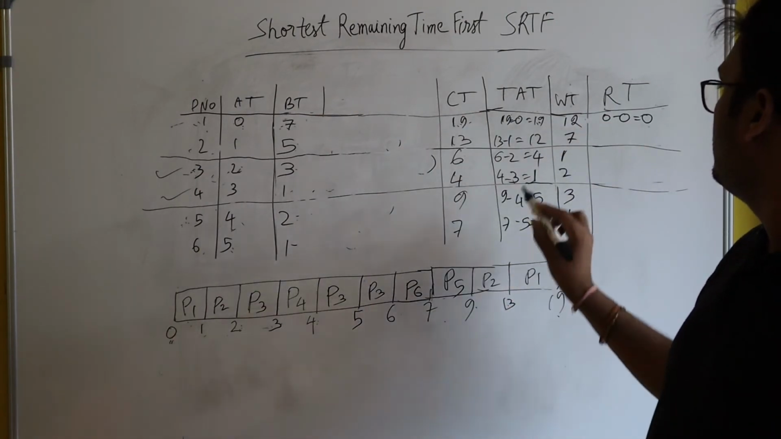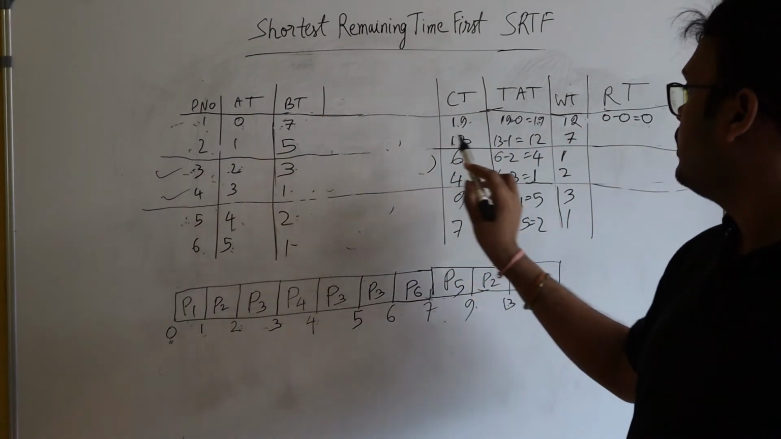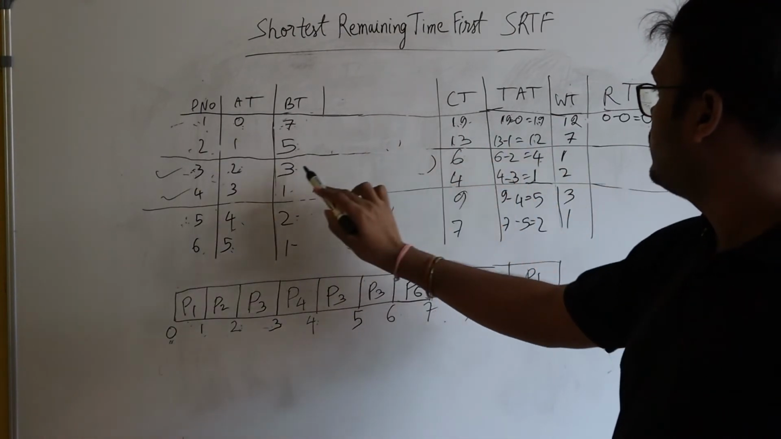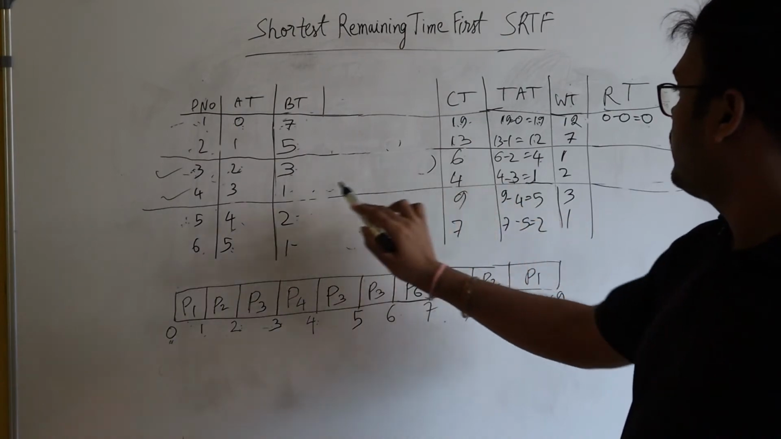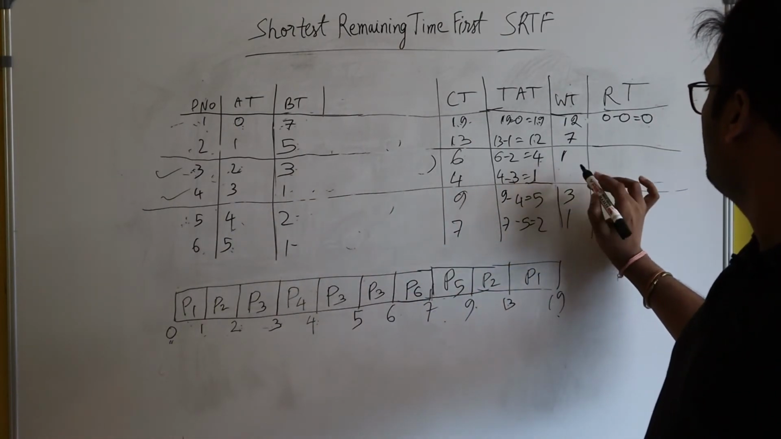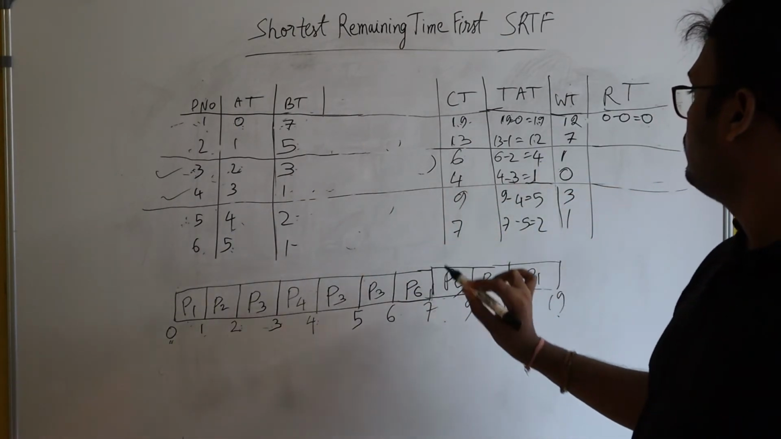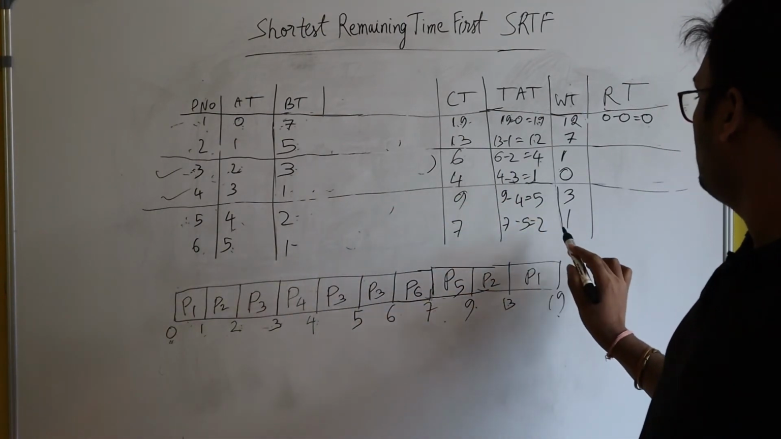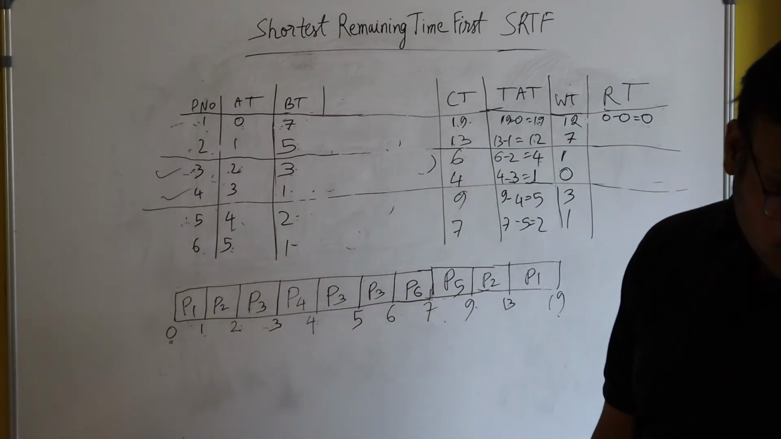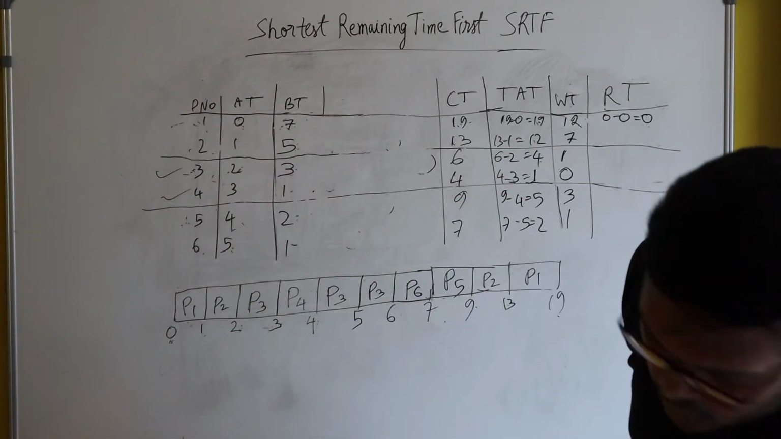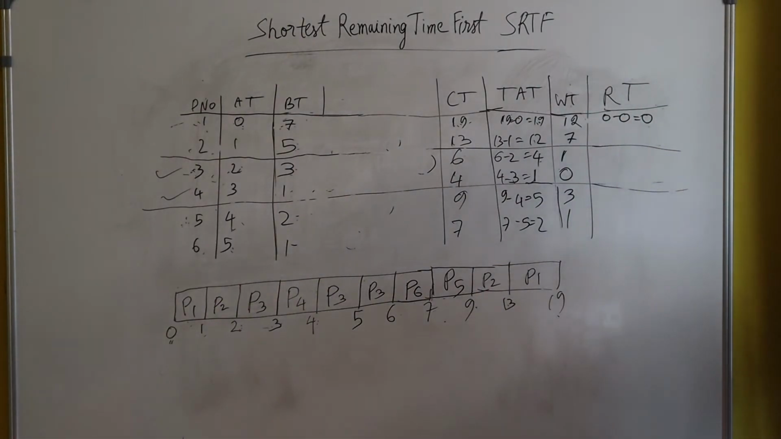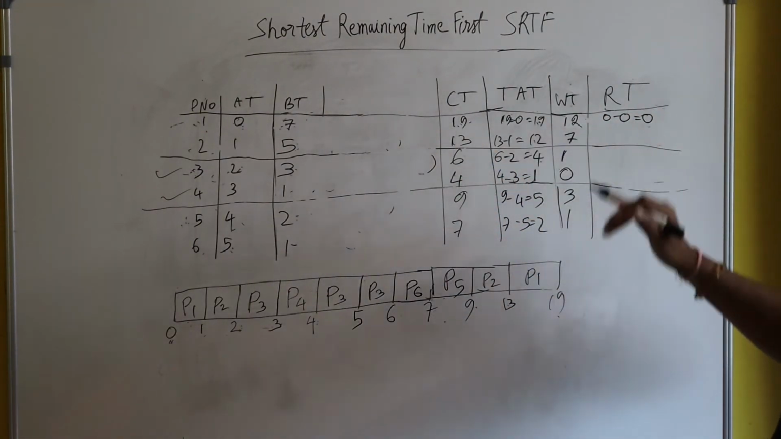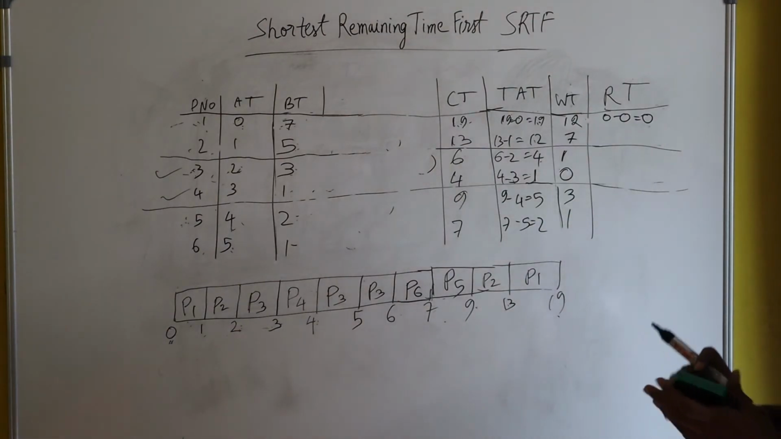Okay. Then let's check it out. 12 minus 5 is equal to 7. 4 minus 3 is equal to 1. 1 minus 1 is equal to 0. 1 minus 1 is equal to 0. Then 5 minus 2 is equal to 3. And 2 minus 1 is equal to 1. Okay. So I'm very sorry for this. So now let's calculate the response time.